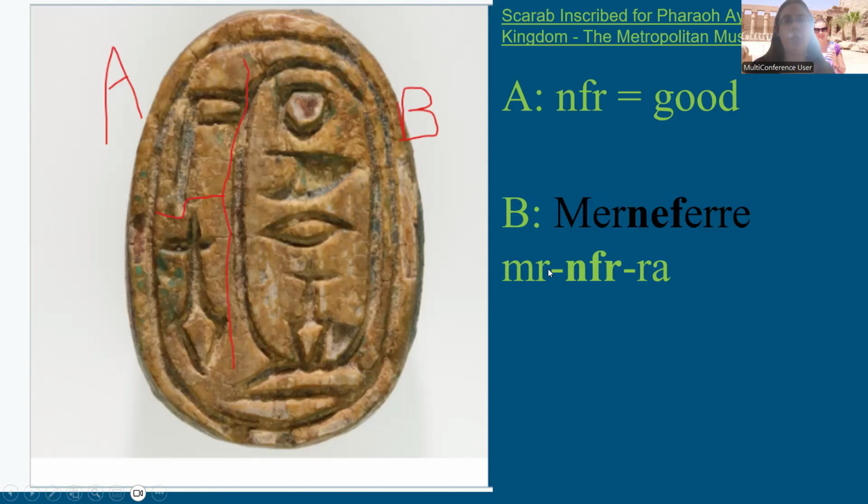So Nefer, Netcher. The Netcher is that chunk there, which is one of the words for God. But then that Nefer is the thing that we're looking at, because that's the thing that's doing two different things in this object, depending on where you see it in this sentence.